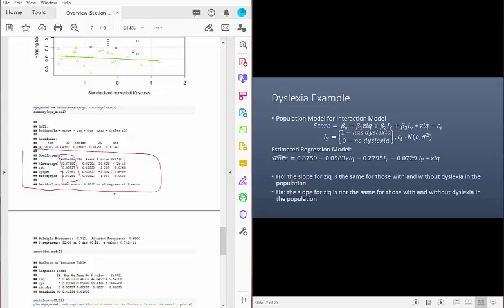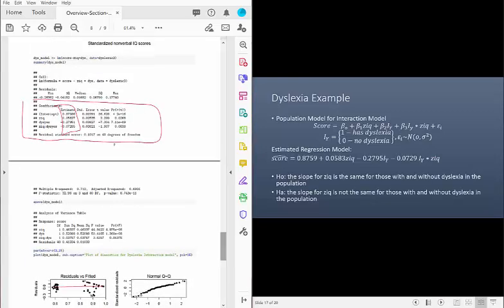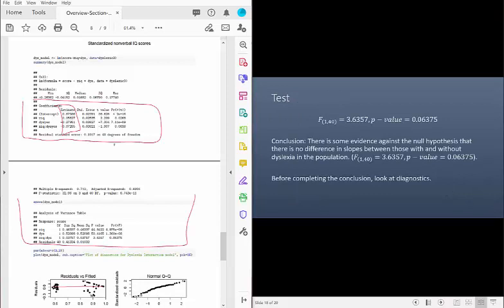If we test that the slope for ZIQ is the same for those with and without dyslexia in the population against the alternative that the slope coefficient for ZIQ is not the same for those with and without dyslexia in the population, we can use our ANOVA F-test to give us an F statistic of 3.6357. This is from an F distribution with 1 and 40 degrees of freedom and a p-value of 0.06375. Based on this p-value, we have some evidence against the null hypothesis that there's no difference in slopes between those with and without dyslexia in the population.